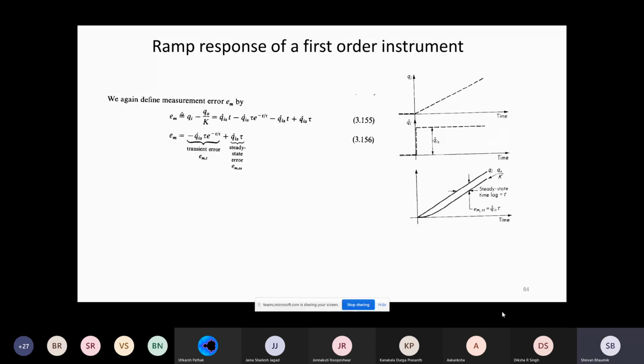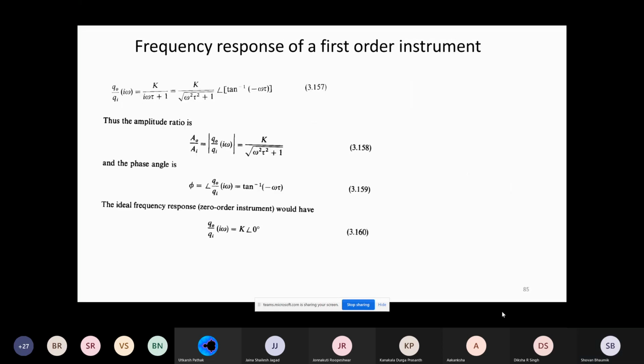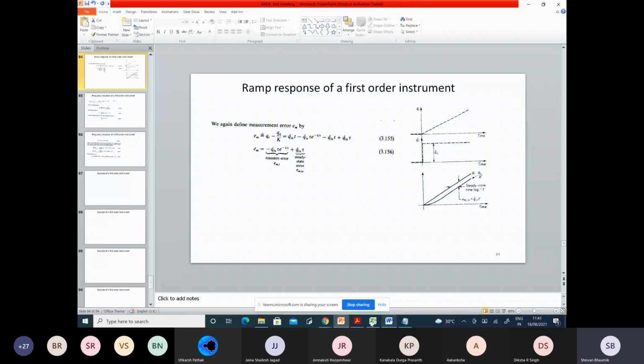So what we learned: although for step input, the output of the first order system can reach the steady state, and the final error will be 0. But for ramp input, we cannot reach the input at steady state, and there will be a final error, or the error at t tends to infinity, which we call the steady state error, and which is some constant into tau. And if your input is ramp and you want to decrease the steady state error, your tau should be less. So that's all about the ramp response. Now tell me if you have any query.